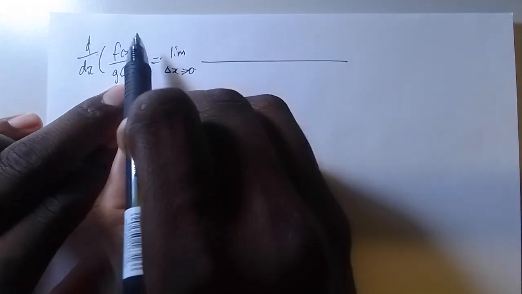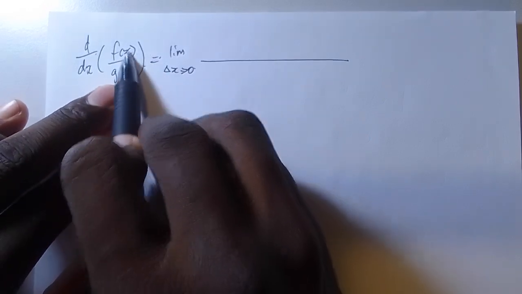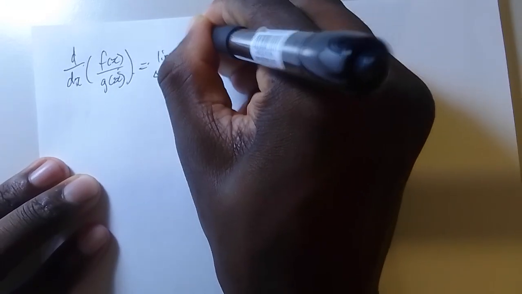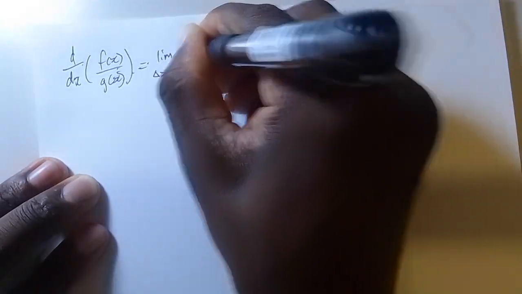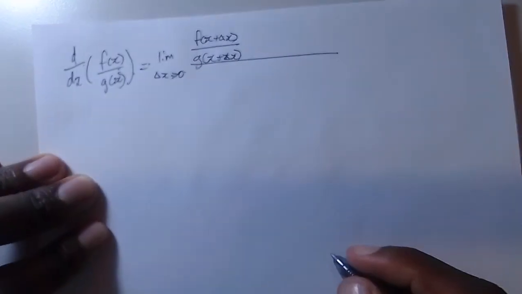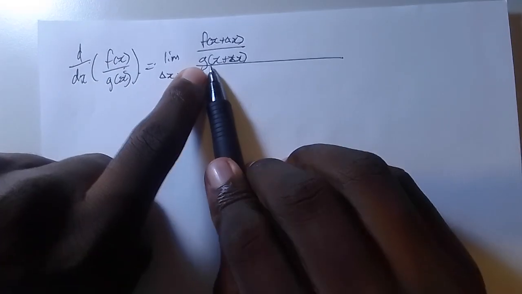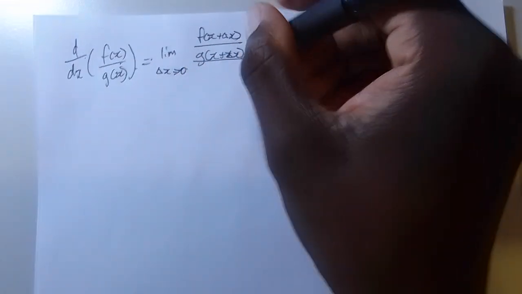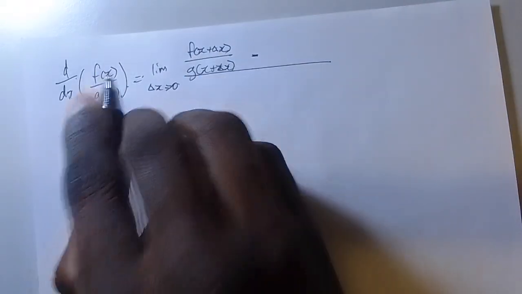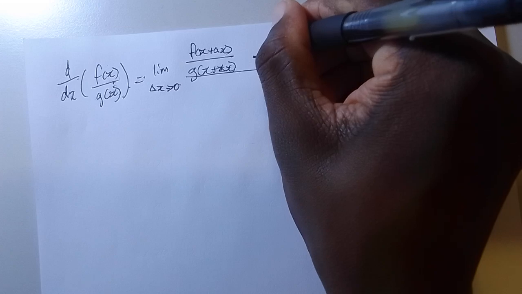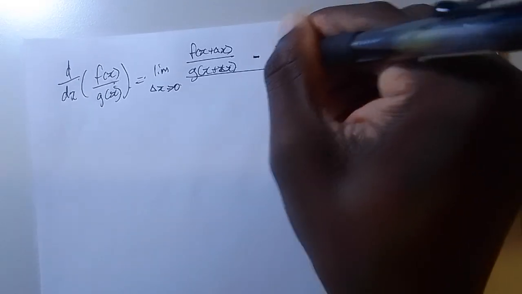using first principles, we know that we just have to add delta x inside here and delta x inside here, and that'll be the first thing we write. So we have f(x + delta x) divided by g(x + delta x). That's what first principles says. You just write the function at x plus delta x, and then you subtract the original function, because we are looking for the derivative of this entire thing. So that's f(x) divided by g(x).